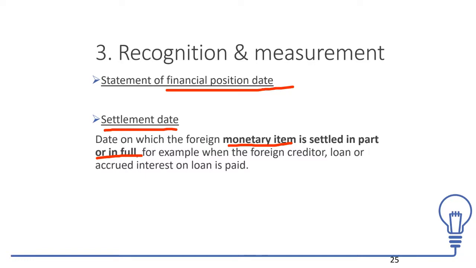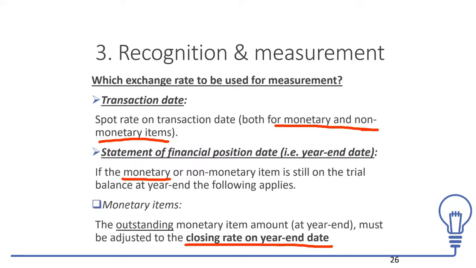Okay, now that first date was the transaction date. Now let's talk about the year-end date. When we have a year-end date, we need to remeasure any monetary items. So we need to remeasure any monetary items at the year end.